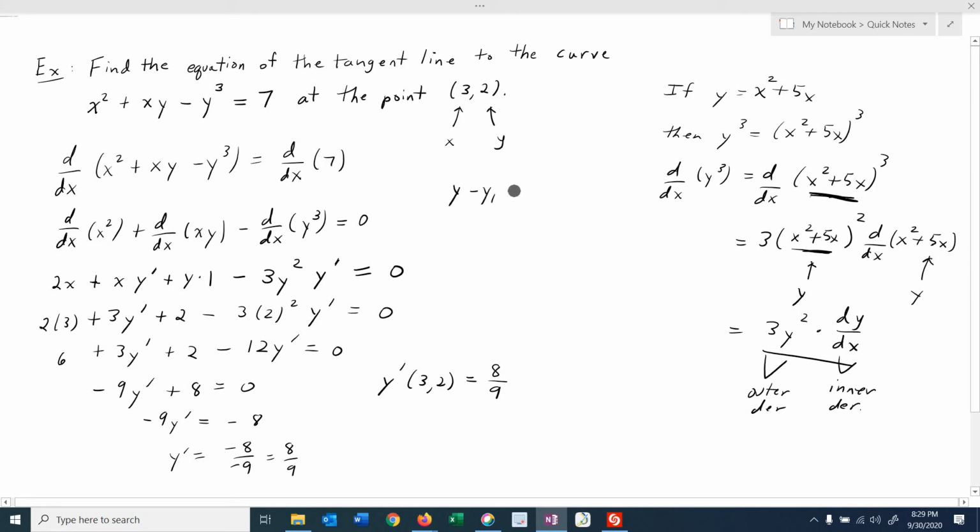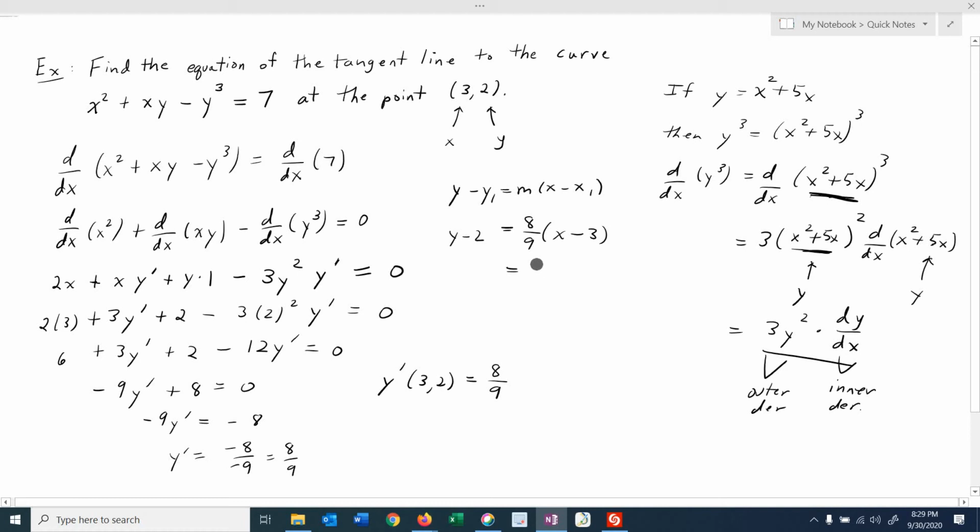And so now we just need to use the point slope formula for a line to get the equation of this particular tangent line. We know the slope of the line, the tangent line, is 8/9. And we know there's a point on the line. This particular point is on the tangent line, so we can plug that in for x1. x1 is 3, and y1 is 2. Okay, let's just clean this up and solve for y.